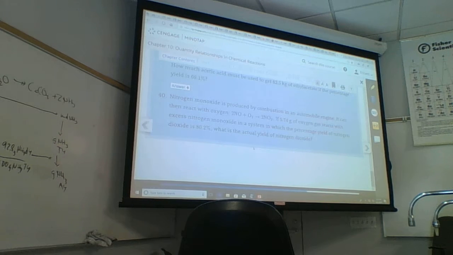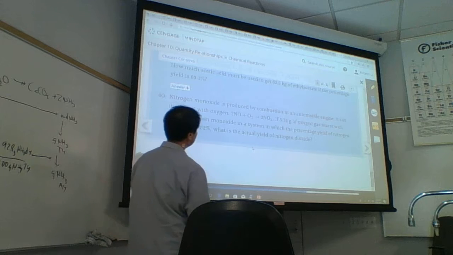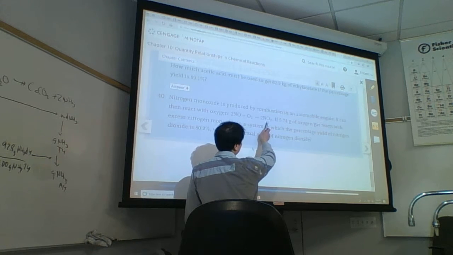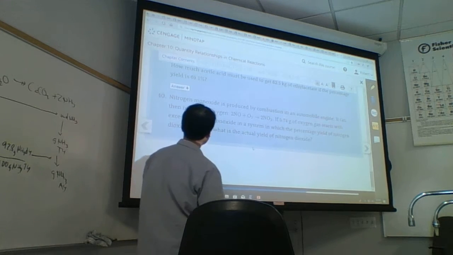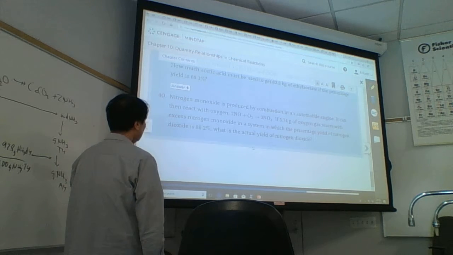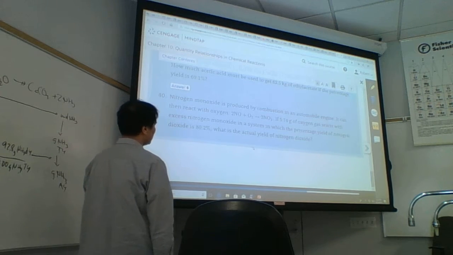Nitrogen monoxide is produced by combustion in an automobile engine. It can then react with oxygen to form NO2. NO is actually colorless. NO2 is this beautiful orange gas. If 5.74 grams of oxygen gas reacts with excess nitrogen monoxide in a system in which the percentage yield of nitrogen dioxide is 80.2%, what is the actual yield of nitrogen dioxide?